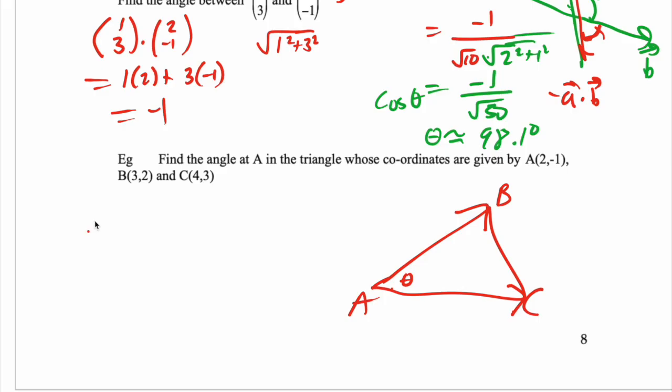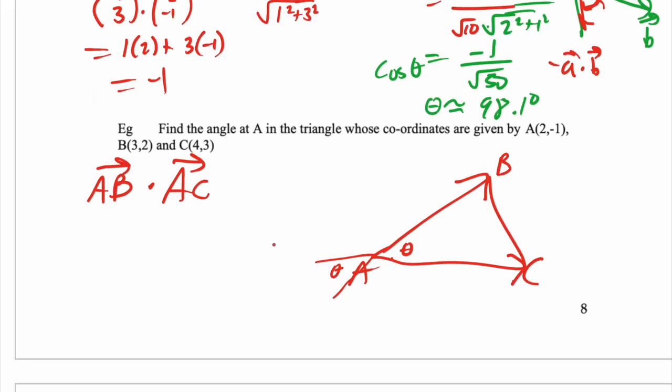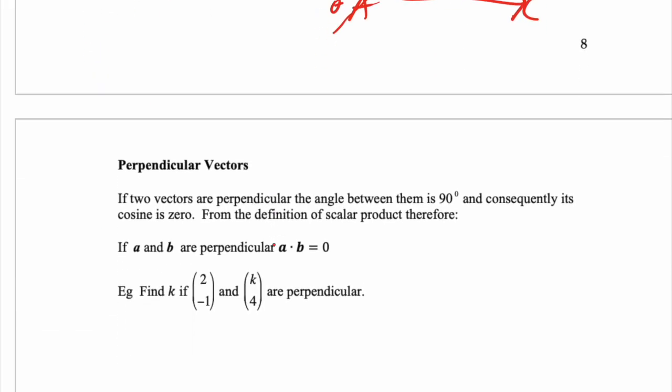So you need to do AB dot AC. Not BA. It's got to be this direction, or actually you could do BA and CA. You'll still get the same angle because it'll be like this angle right there. So you do that, and with this method you can get the angle between the vertices of a triangle. I'll just leave it at that for now.